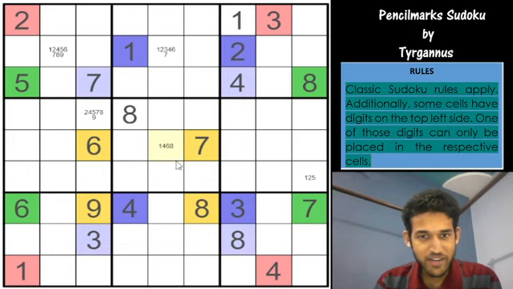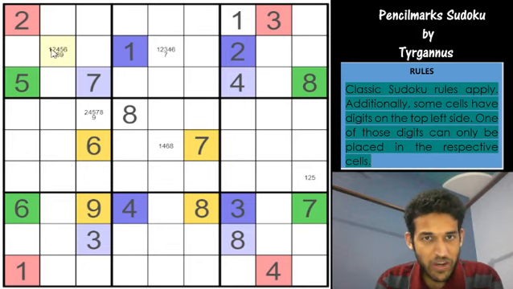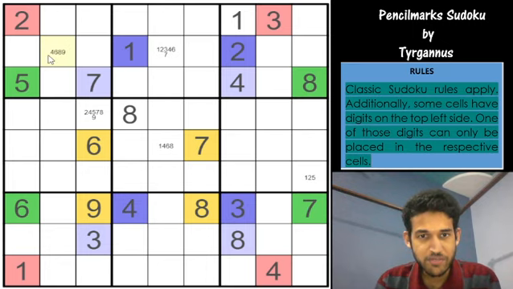So where do I start? Okay, I'll start from this cell. You can eliminate 1 and 2 from here for sure. 5 and 7 for sure. So this becomes 4, 6, 8 and 9. And 1 and 2 can be eliminated from this cell. 6 and 8 can be eliminated from here.